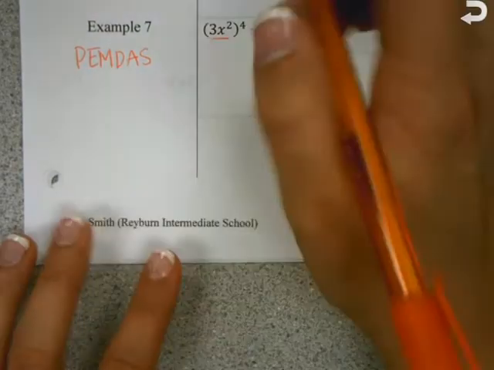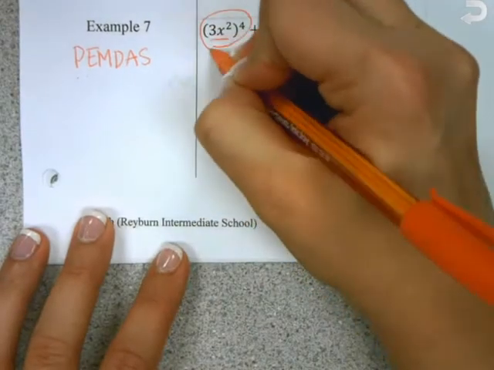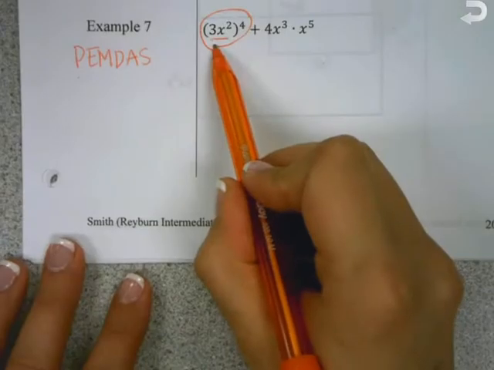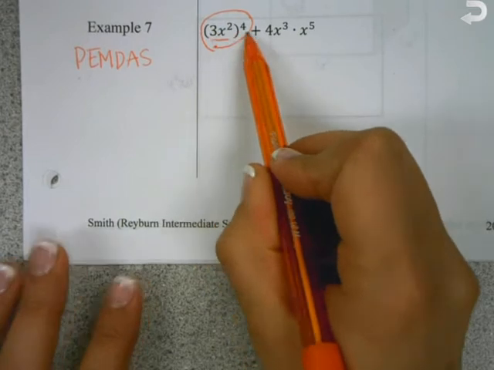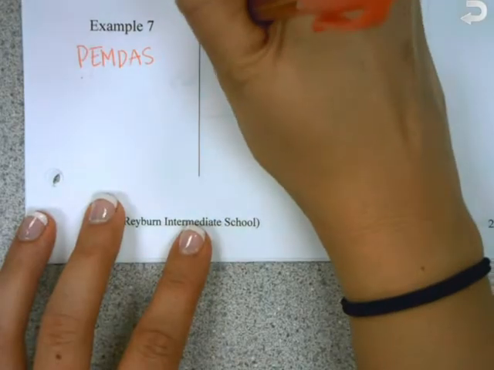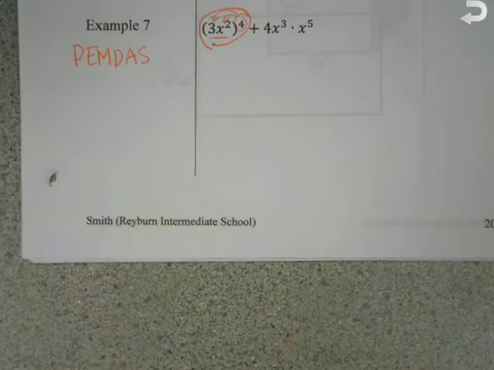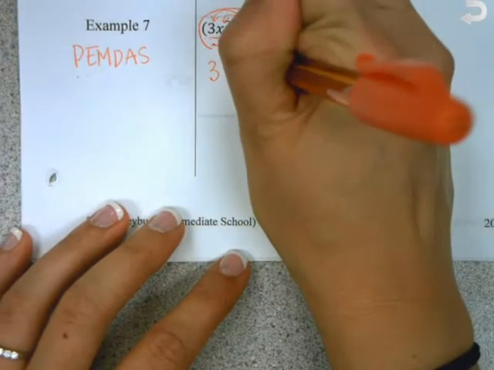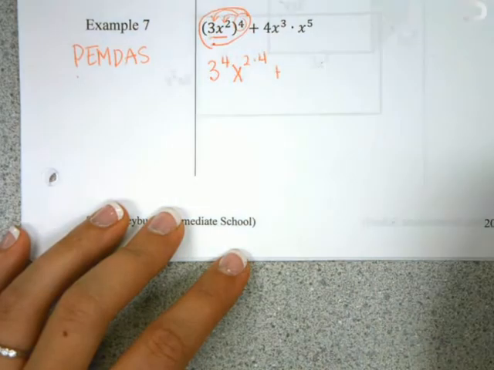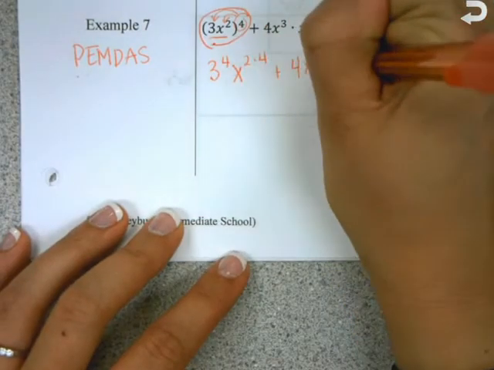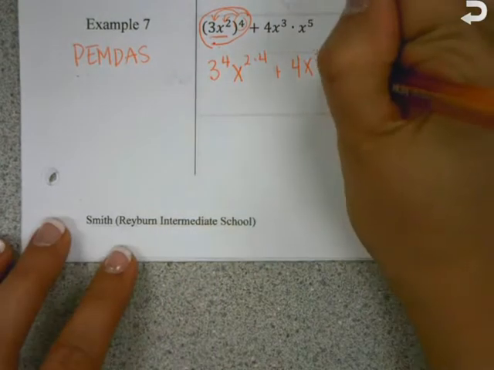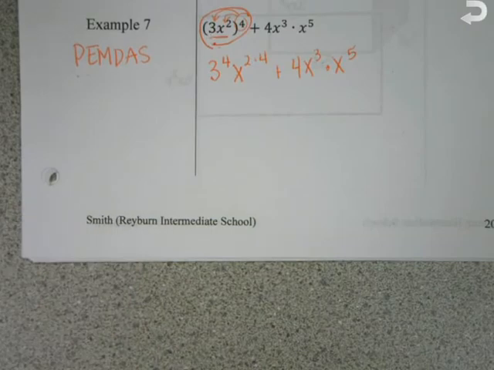So that's going to give me 3 to the 4th power, x to the 2 times 4, plus 4x to the 3rd times x to the 5th. So all we did was this part right here, the exponents. Okay? Let's simplify that before we move on. So 3 to the 4th gives me what? 81. 81. X to the 8th plus 4x to the 3rd times x to the 5th. So I just simplified this part. Is that the answer? No, there's still more stuff to do.